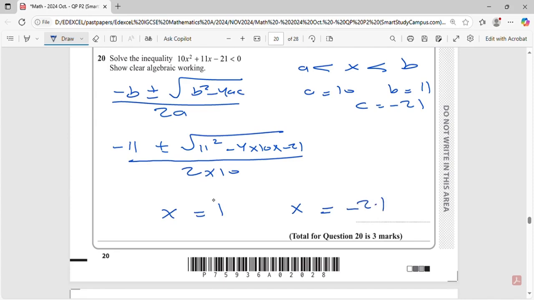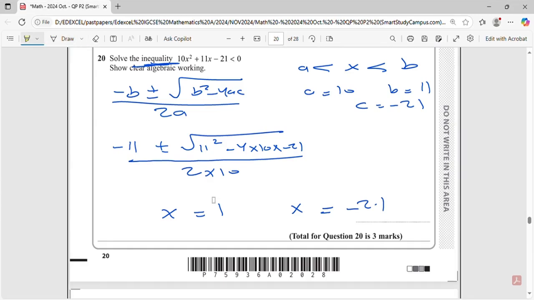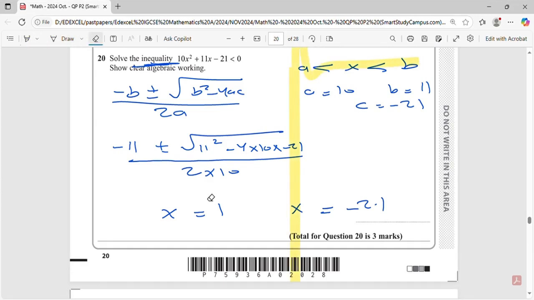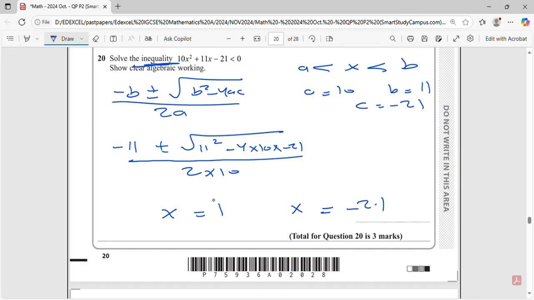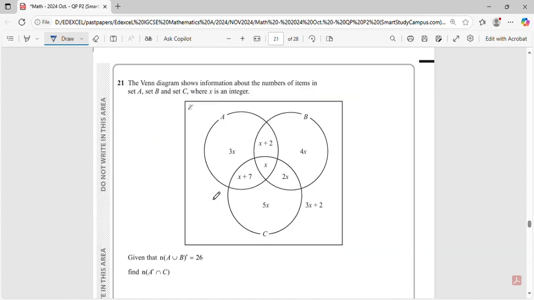And of course, as long as it's an inequality, I have to put, as I told you before, the inequality here. Sorry for this. So it will be in the form of x greater than negative 2.1, and of course smaller than 1. This is the final form.